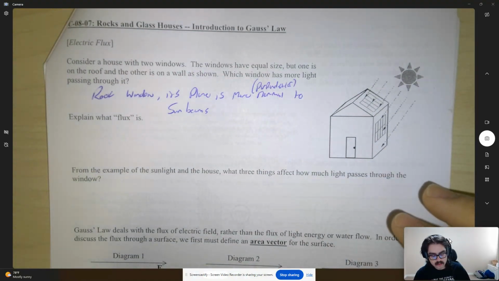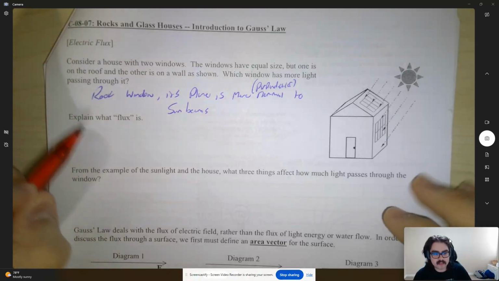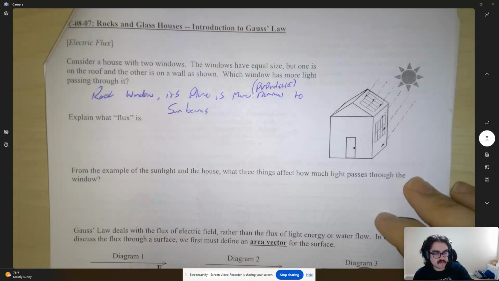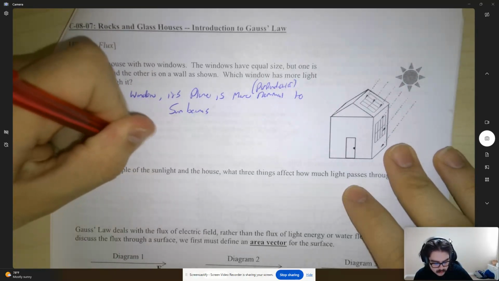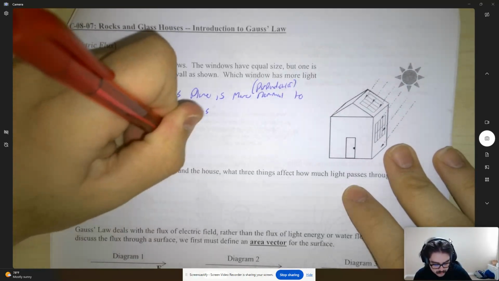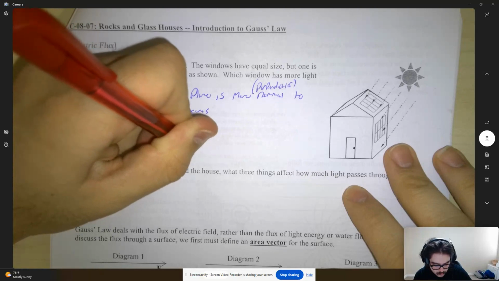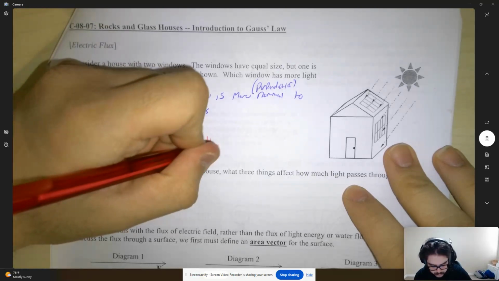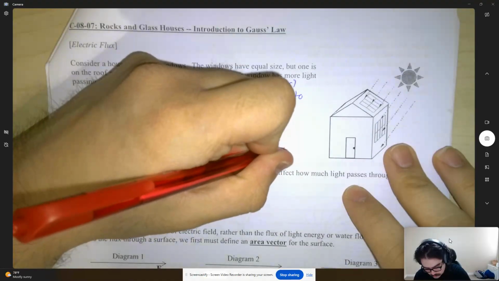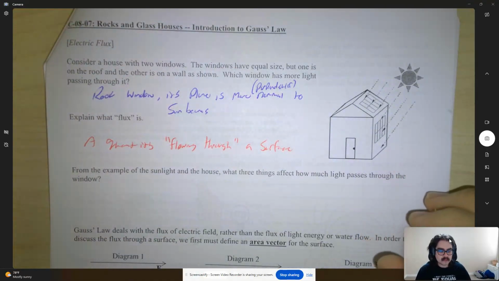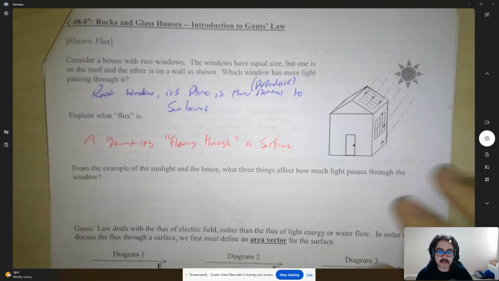Okay. Flux, we learned with magnetic flux, is like when the magnetic field lines pass through a surface. It's the same thing. It's a quantity that is flowing through a surface. Okay? And in this case, it's electricity or electric field.